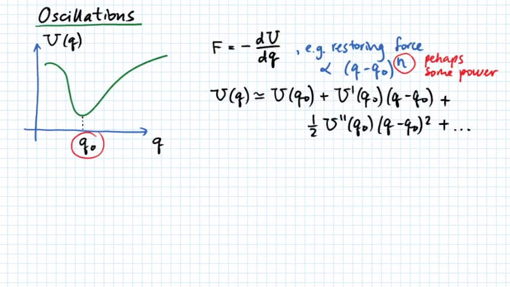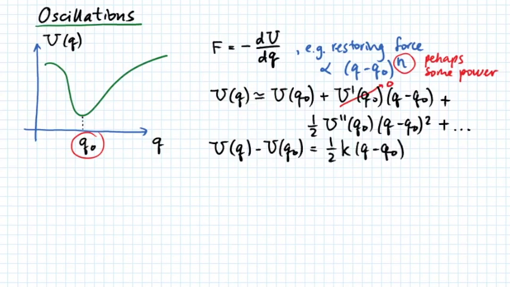We know that at the equilibrium the first derivative vanishes, so we can write the potential energy at Q minus the potential energy at Q naught to be given by half of coefficient K times Q minus Q naught squared, where K is simply the second derivative of U evaluated at Q naught.